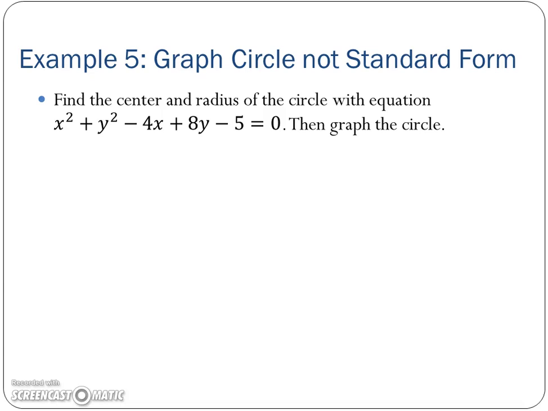Last one we're going to do is graph an equation, but it's not in standard form this time, so we have to write it in standard form. What we're going to do is complete the square twice, once with x, once with y. So first thing we want to do is put the x's together and our y's together, and then we're going to set it equal to 5 because the radius is by itself.